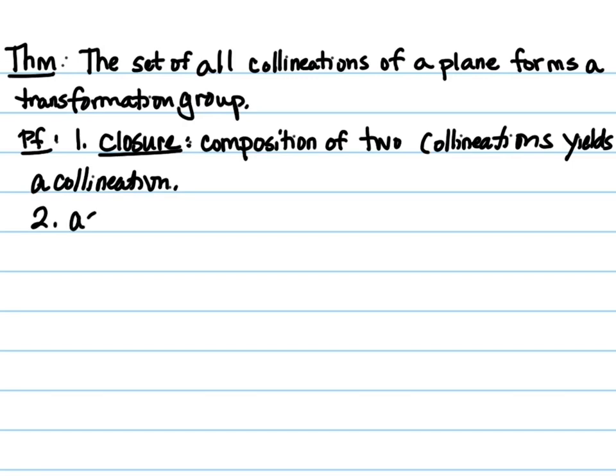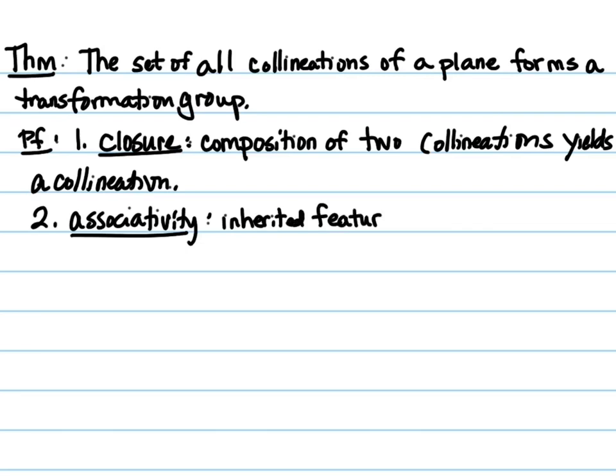The second one is the associative property. Associativity. This is actually an inherited feature of all functions with operation composition.